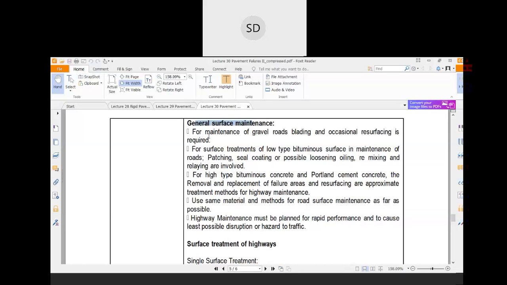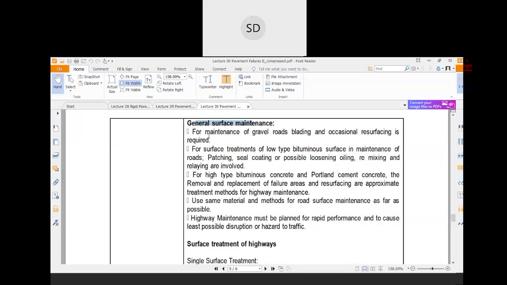Suppose you have encountered that in some area the failure that occurred is maximum. In such cases, you have to remove all the materials and remold that portion. Use the same material and methods for road surface maintenance as far as possible. So suppose for some area you have used one type of technique or material, and for another area you have used another material and another method. This is not allowed.